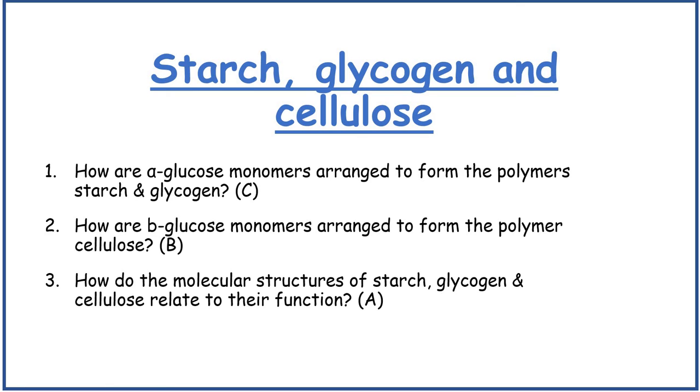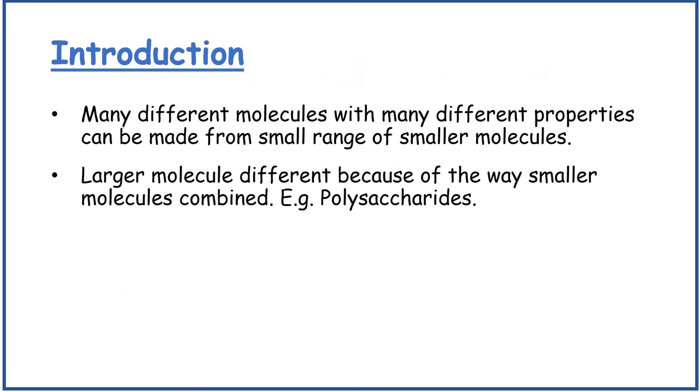So, what we want to know is, how are alpha-glucose monomers arranged to form the polymers starch and glycogen? How are beta-glucose monomers arranged to form the polymer cellulose? And how do the molecular structures of starch, glycogen and cellulose relate to their function? There are many different molecules with many different properties, which can all be made from a small range of smaller molecules. Larger molecules are different because of the way smaller molecules are combined, like in polysaccharides.